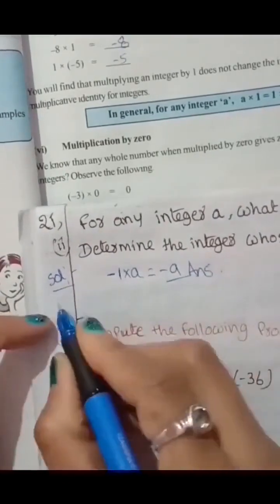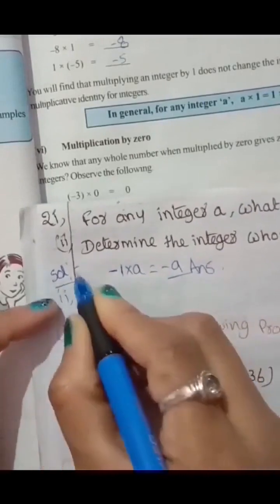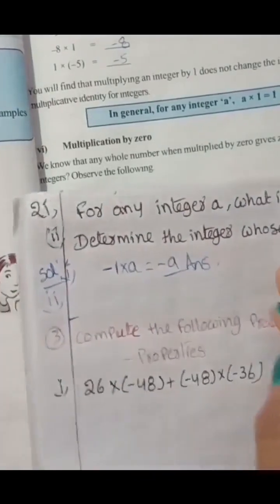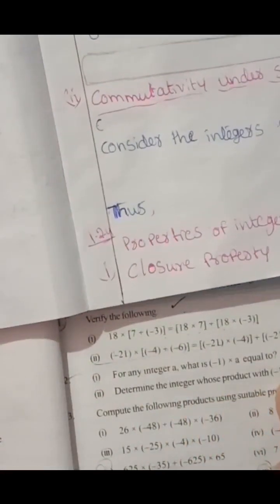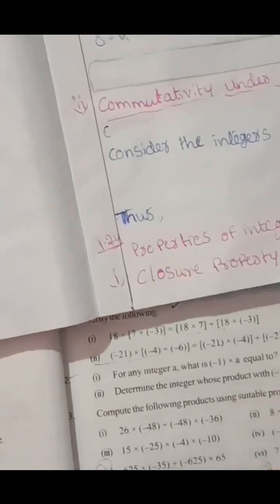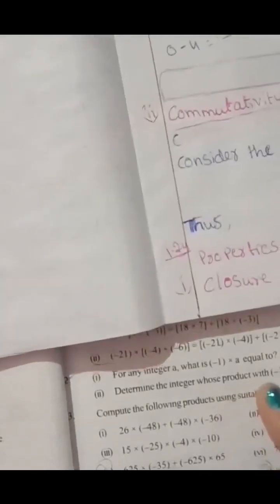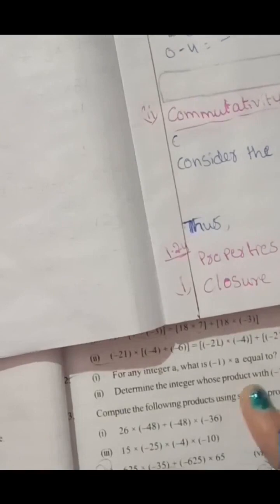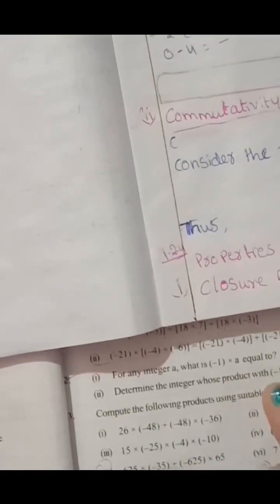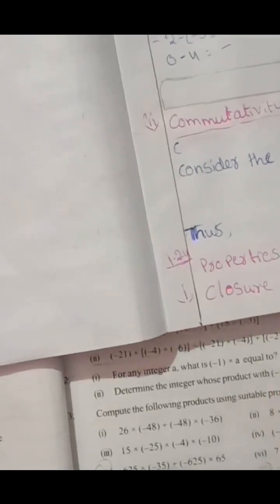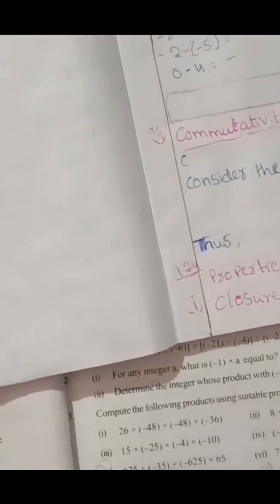And next is the second problem. Are you okay, Gagan, neatly? Next one: determine the integer whose product with bracket of minus 1 is 5. So minus 1 multiplied by which integer will give us 5 only? Determine the other integer only.